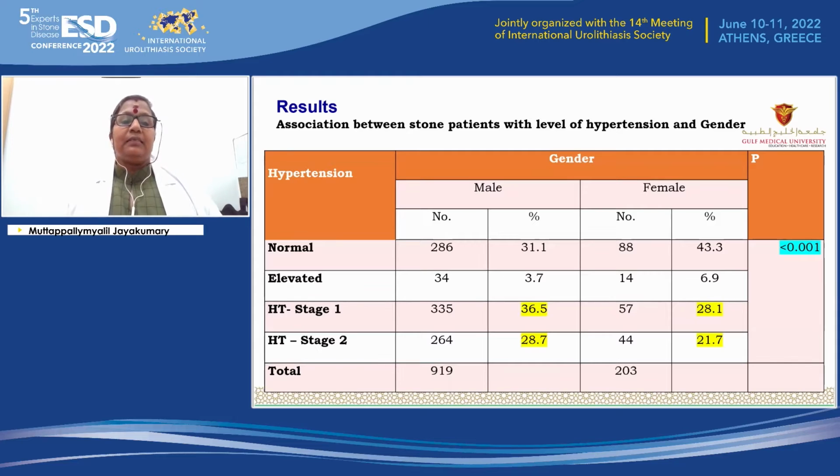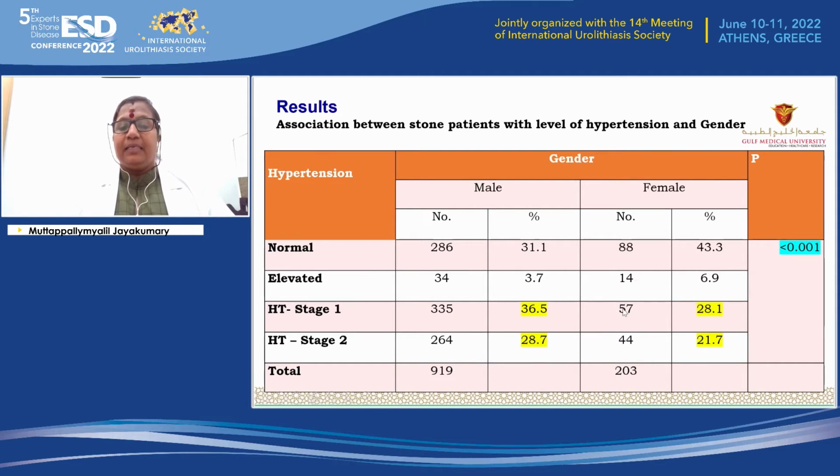Coming to the results, the association between stone patients with level of hypertension and gender shows here the male patients, with hypertension categorized into normal, elevated, hypertension stage 1 and stage 2 according to JNC classification. Among males, the majority, 36.5%, were in the stage 1 category, and 28.7% were in stage 2, and only 31% were in the normal category.